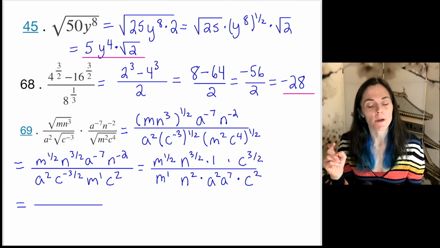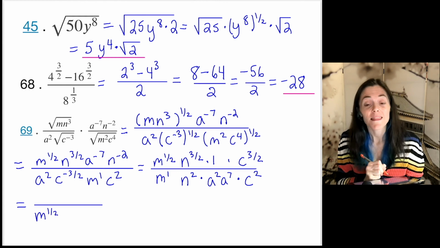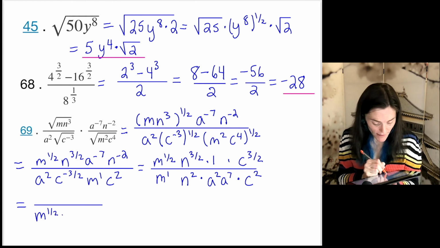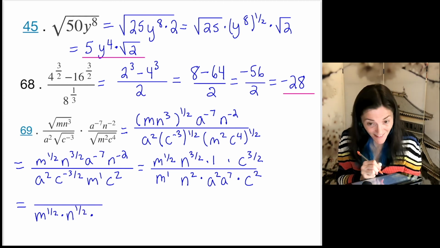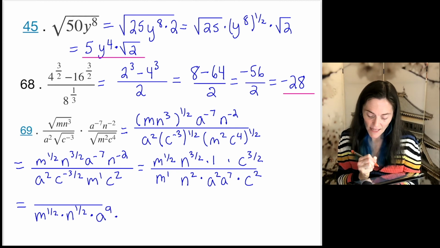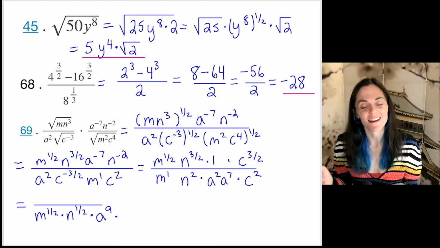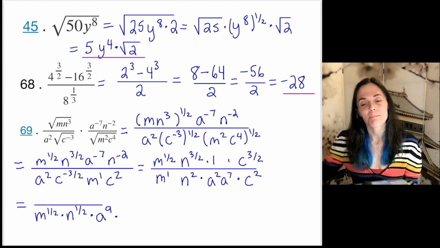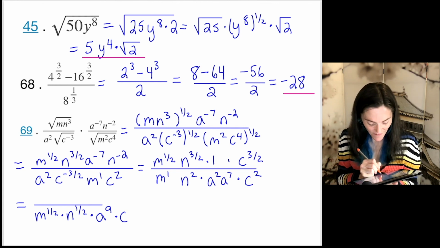Let's do the m. This will be in the denominator with an m to the 1/2. With the n, well, you notice this is also an n to the 1/2. Letter A, also in the denominator, we have a to the 9. And letter C, it's very much like letter N. We have 4/2 minus 3/2 in the denominator, which is c to the 1/2.